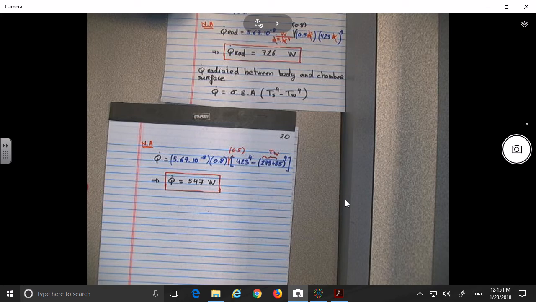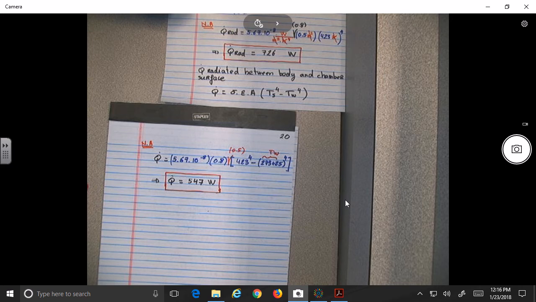Okay, so this object, if it was in space, it will radiate how much? 726. But let's say if you have it within a chamber with a body at a certain temperature, how much is going to be the radiation? 547, no? So you see that the amount of heat you can transfer or the amount of energy you can produce depends always on the difference in temperature between the hot and the cold reservoir, no?